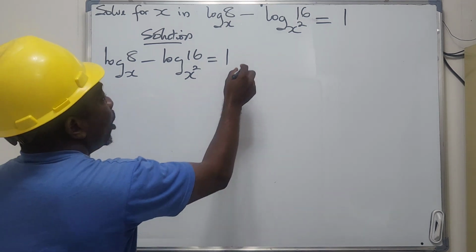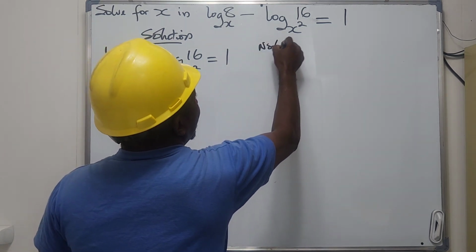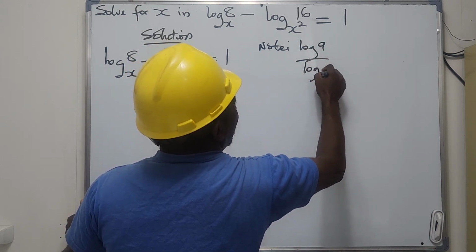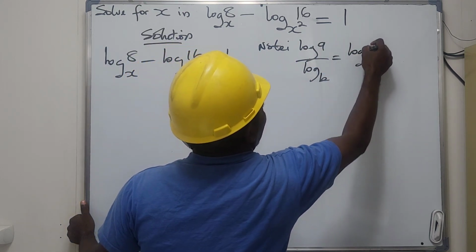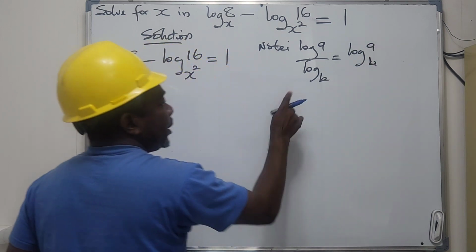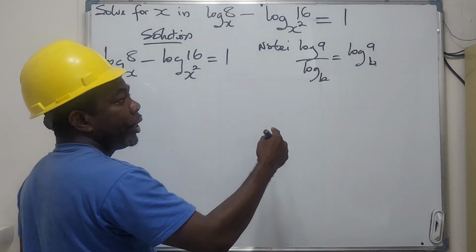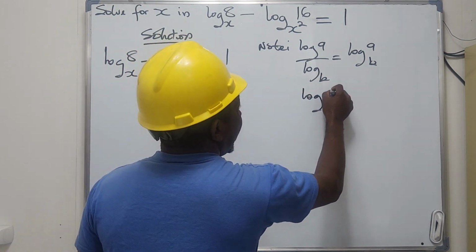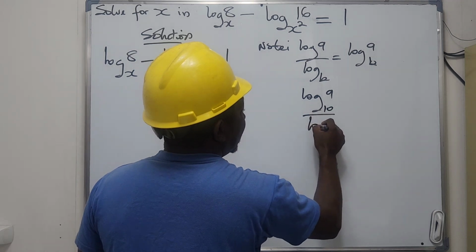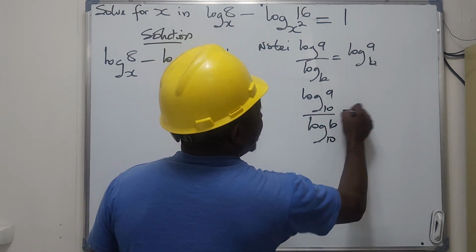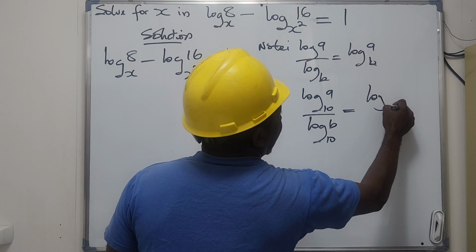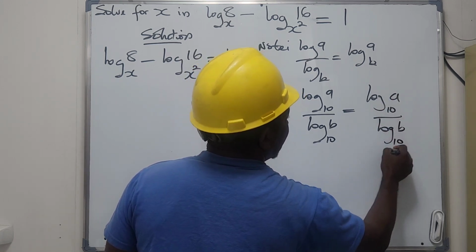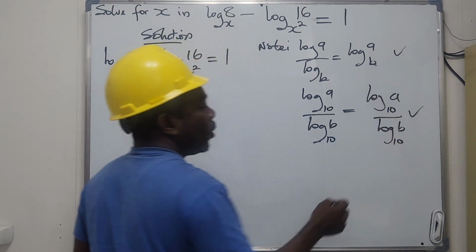So this will become, okay, we recall, note, when we have log a all over log b, it is the same thing as log a base b. In this case, the base of these two is base 10. So here is the same thing as having log a base 10 all over log b base 10. This one and this one, they are all the same.